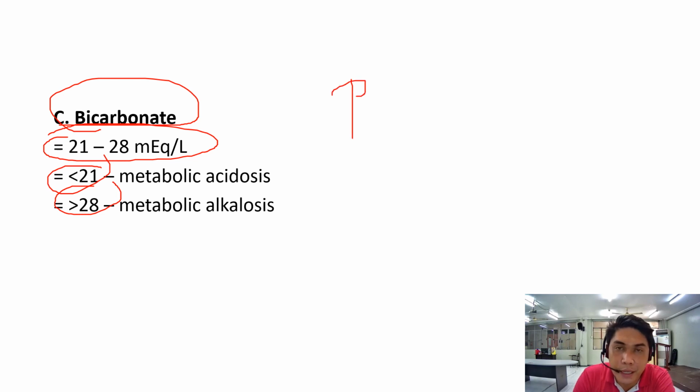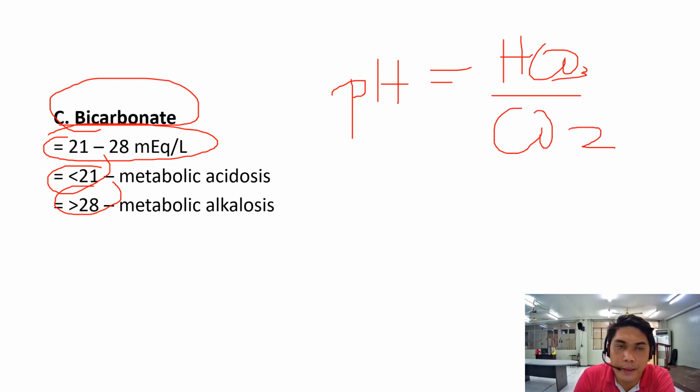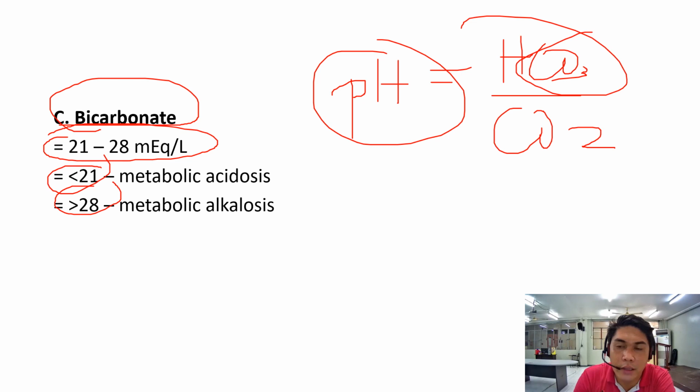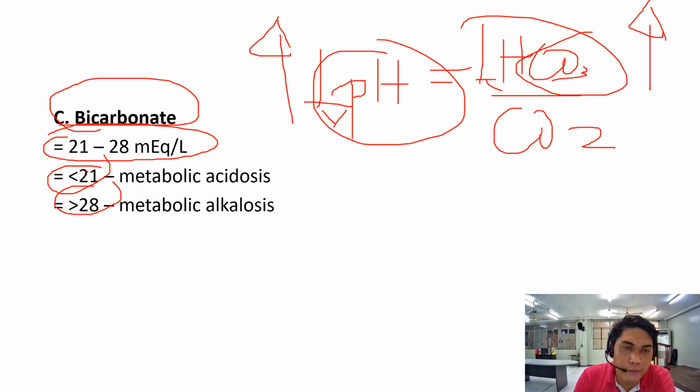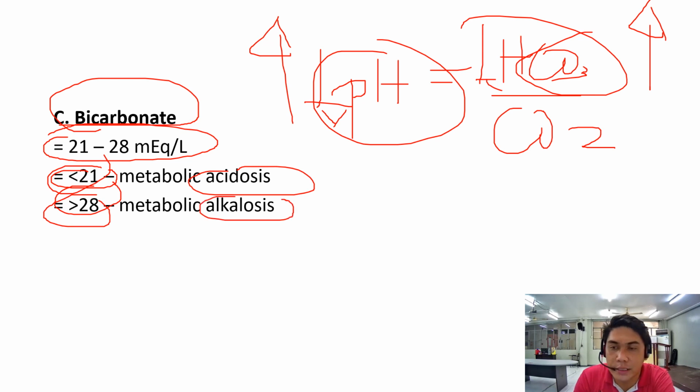Okay, so remember pH is equal to bicarbonate over CO2. The relationship between pH and bicarbonate is directly proportional. It's not inversely proportional. So if there's an increase in bicarbonate, there's also an increase in pH. If there's a decrease in bicarbonate, there's a decrease in pH. So that's why if less than 21, that's acidosis. If greater than 28, that's alkalosis.